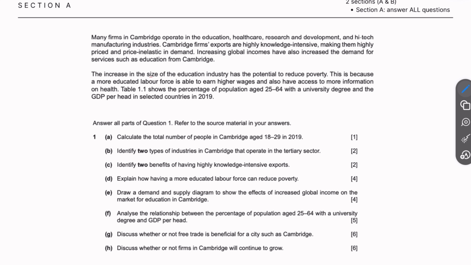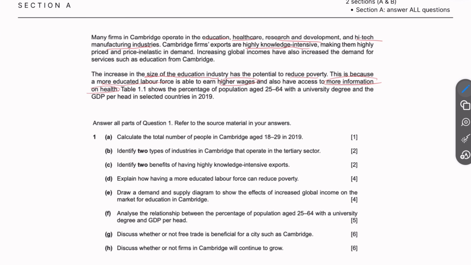Many firms in Cambridge operate in the education, healthcare, research and development, high-tech manufacturing industries. Cambridge firms' exports are highly knowledge-intensive, making them highly priced and price inelastic in demand. Increasing global incomes have also increased the demand for services such as education from Cambridge. The increase in the size of the education industry has the potential to reduce poverty. This is because a more educated labor force is able to earn higher wages and also have access to more information on health. And then blah blah blah.